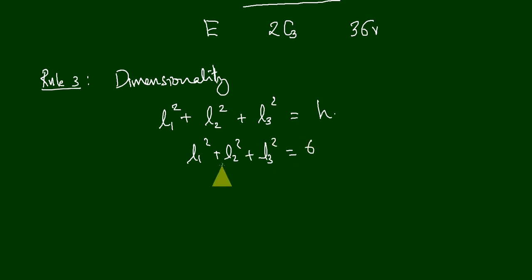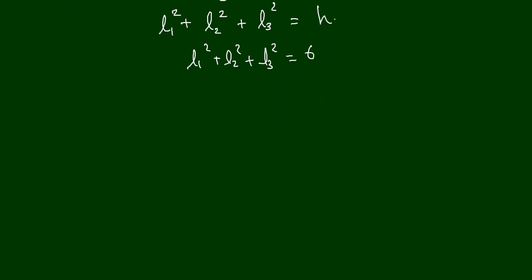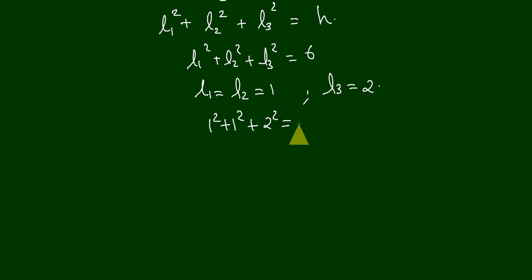So it means that L1 square plus L2 square plus L3 square is equal to 6. What are the possibilities for this equation to be valid? L1 is equal to L2 is equal to 1, and L3 is equal to 2. In this case, 1 square plus 1 square plus 2 square is equal to 1 plus 1 plus 4, that is equal to 6, right?